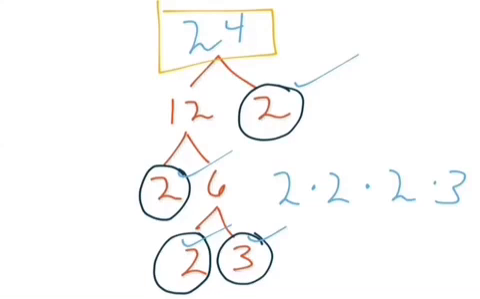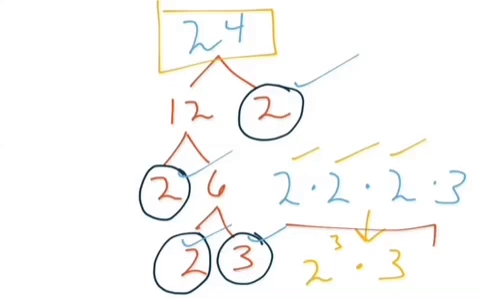Now, the shortened form with exponents of writing this goes like this. How many 2's do I have? 1, 2, 3. 2 to the third power times 3 is going to be my final answer, the prime factorization of 24. 2 to the third power should get you 2 times 2, which is 4, times 2, which is 8. And 8 times 3 is 24. So this is what it'll look like when you get the prime factorization.